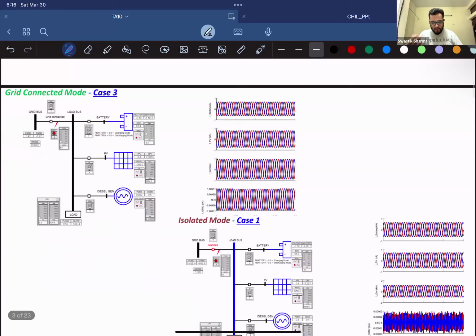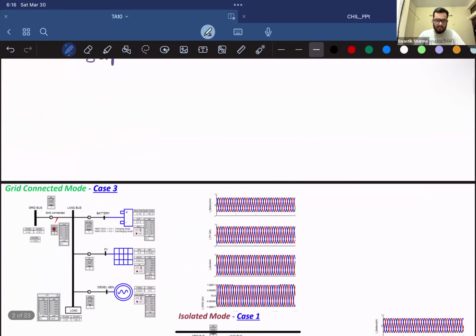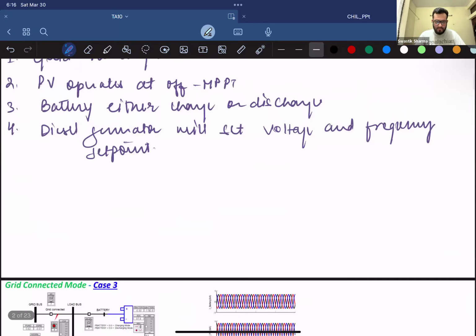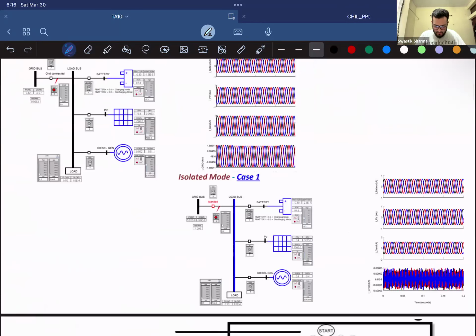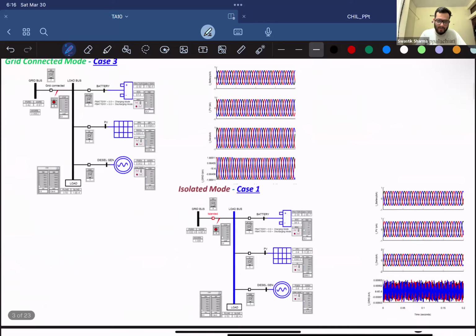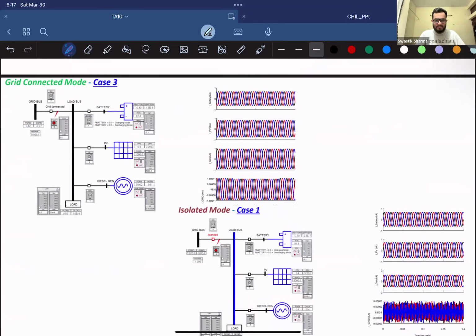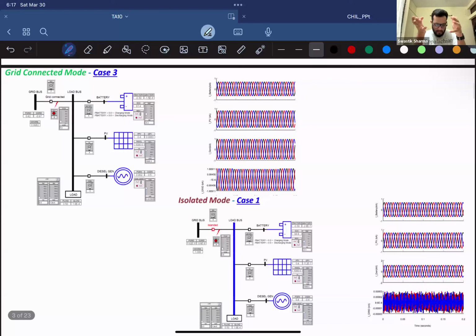So I won't go into the demonstration part of it because it's explained by the instructor, and it's practically impossible because I don't have access to it. I don't know what kind of equipment, connections, or system they made, but whatever I could convey, I would convey from my side. For the grid connected mode, I'm showing case 3 and case 1, where you have the batteries, PVs, load, and even your diesel generator connected. In grid connected mode, the microgrid is connected to the grid, and in isolated mode, it's working in isolation.